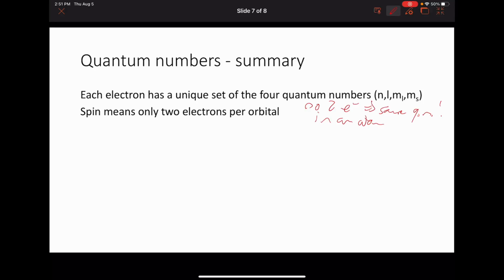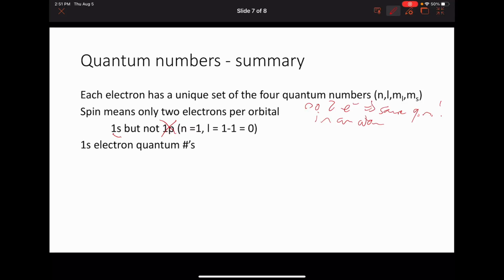So our m sub l tells us how many orbitals we have. Our spin tells us how many electrons we can have per orbital. And also the values that we have: remember, n equals 1, any kind of integral value from 1 all the way up. L can be from 0 to n minus 1. That means that we can have a 1s orbital, so n equals 1, L equals 0, but we can't have a 1p orbital. We can't have n equals 1, L equals 1. That's not an allowed orbital.